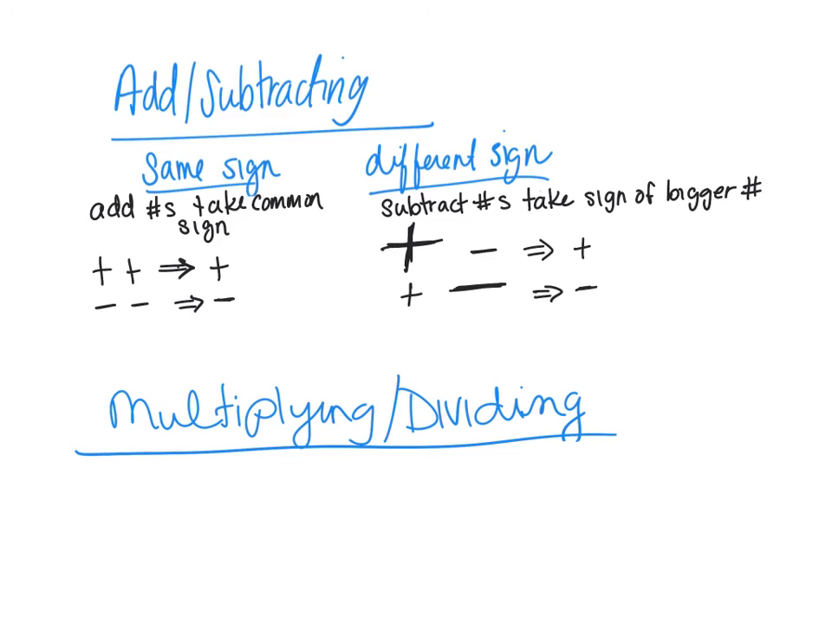And for multiplying and dividing, again, I can't stress enough not getting these confused. Multiplying and dividing have different rules. So for multiplying and dividing, same sign is positive, and different signs is negative. So it's important that when we're doing problems, we are distinguishing between whether we're adding and subtracting or multiplying and dividing.